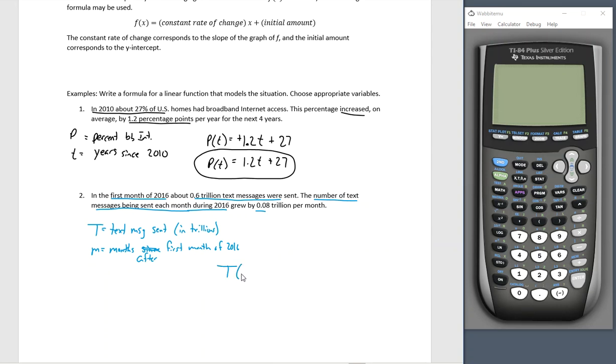So the number of text messages based on the month grew by 0.08 trillion per month. So we're going to multiply by the number of months. I'm used to a little t as my variable here. Multiplied by the number of months. How many did we have in the first month? 0.6 trillion. So by the 7th month, we would have 7 times 0.08, which is 0.56, added to the 0.6. We'd have over 1 trillion text messages being sent by end of July in 2016.